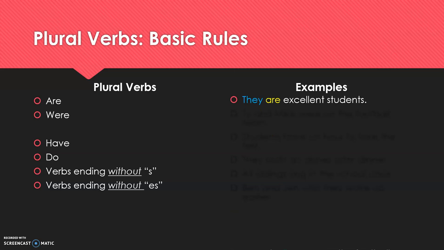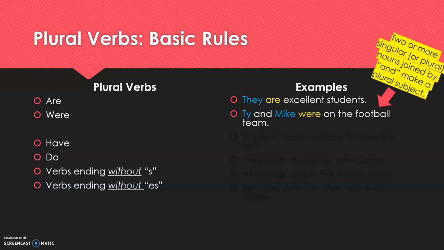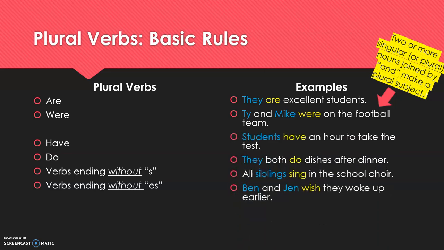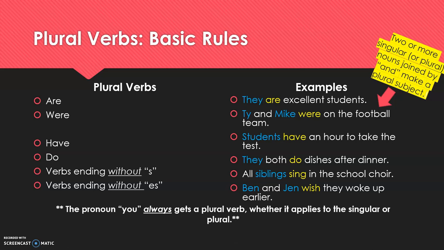They are excellent students. Ty and Mike were on the football team. Now, Ty is singular and Mike is singular, but notice that two or more singular or plural nouns joined by and make a plural subject, because you have two guys here. Here you have some other examples, and it might be beneficial for you to pause and look this over. Please note that the pronoun you always gets a plural verb, whether it applies to the singular or plural.